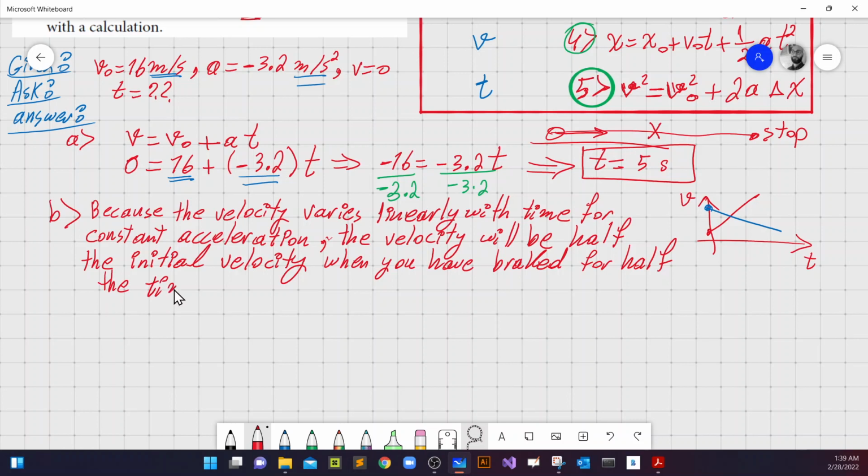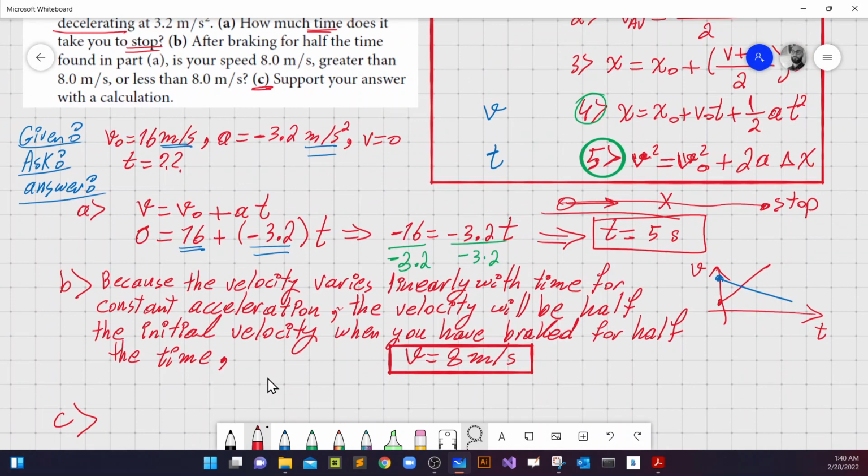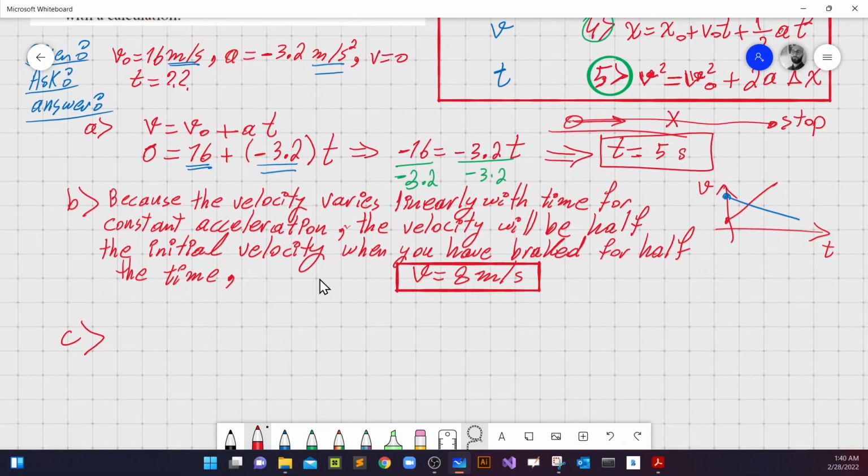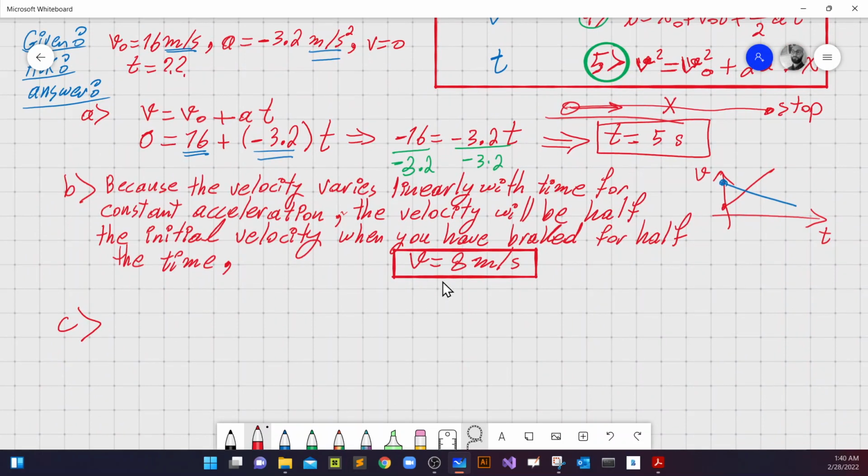And therefore, after 2.5 seconds, half the time, the speed should be half the initial speed, which is 8 meters per second. For part C, they ask us to support your answer with calculation. So we're going to support our answer with calculation now.